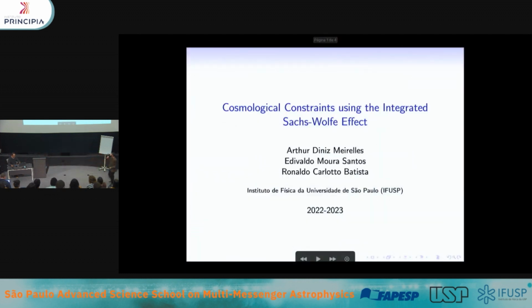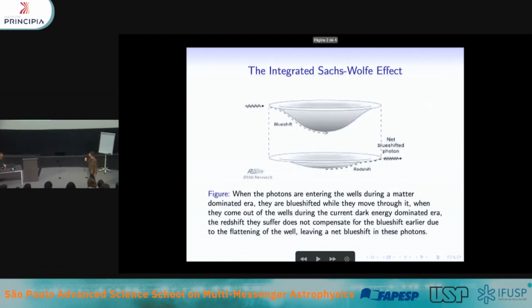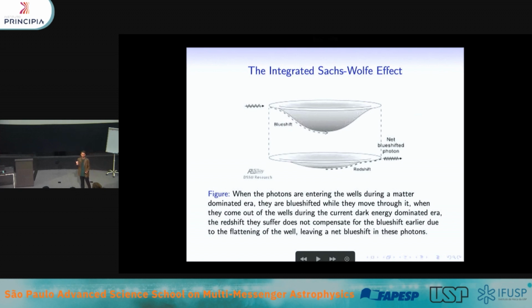Hi everyone, my name is Arthur, and I'm going to briefly present here my master's project, which is entitled Cosmological Constraints Using the Integrated Sachs-Wolfe Effect. Briefly explaining what this effect is, specifically the late integrated Sachs-Wolfe effect, which is what I'm focusing on in my project: basically, it's a result of the transition between a matter-dominated universe and the current dark energy dominated universe.